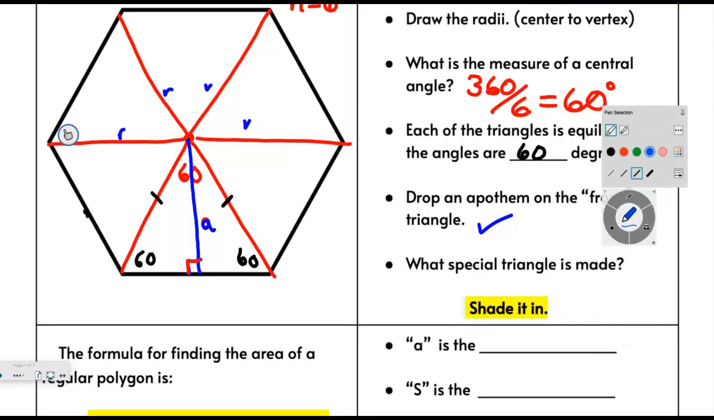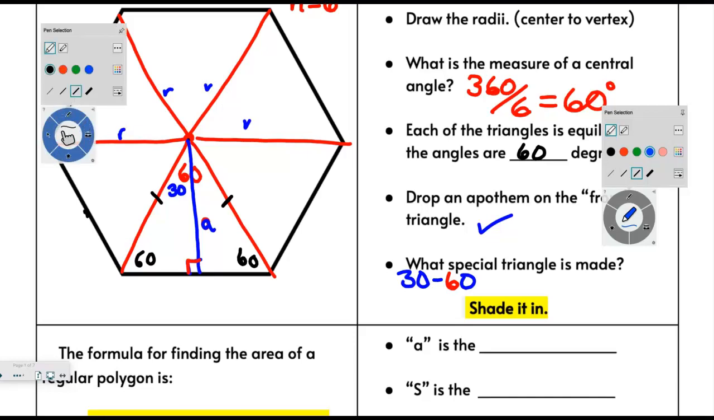It says, what kind of a special triangle is made? Well, remember I said when you drop that apothem, you cut that central angle in half. So we're going to have a little special 30-60 that we're going to be working with when we have a hexagon. I'm going to go shade in my special right triangle made when I dropped my apothem. It's right here. You're going to be focusing on this guy quite a bit. All right, so just some vocabulary before we get to our formula.